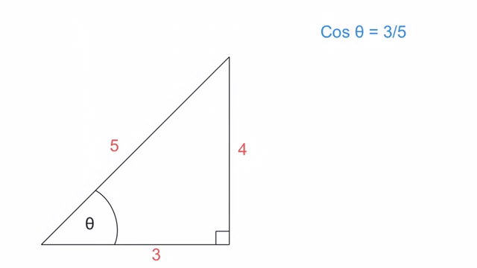Using cosine of theta, same idea. All we have to do is take 3 divided by 5 because cos is adjacent over hypotenuse. So we take 3 divided by 5 and that equals 0.6. So the cos of theta is equal to 0.6. And again, using our calculator, we want to get rid of the cos. So we're going to inverse cos that. Let's take a look at that one.